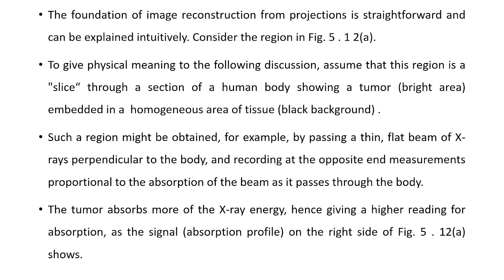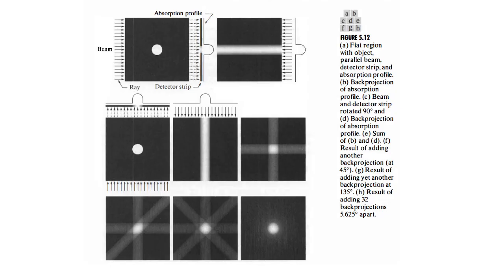The tumor absorbs more of the X-rays, so it looks black, hence giving a higher reading for absorption in the signal. That is the absorption profile that we can see. Now see this figure. It gives the absorption profile. The first figure, A, represents the flat region with the object parallel to the beam and detector strip, and this is the absorption profile. Here on the top you see we have many absorption profiles.